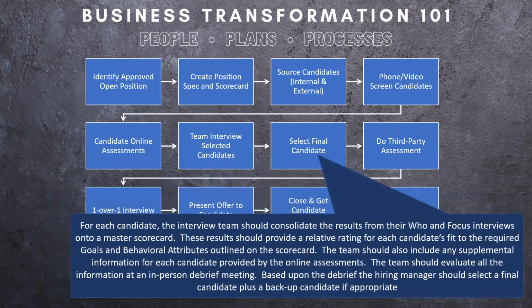Once your slate of candidates has been through the interviewing process, the interview team should consolidate the results from their Who and focus interviews into a master scorecard, which summarizes the results for each candidate. These results can provide a relative rating for each candidate's fit to the required goals and behavioral attributes outlined on the scorecard. The team should also include any supplemental information for each candidate that is provided by the online assessment. The team should evaluate all of the information and select a final candidate plus a backup candidate if appropriate.